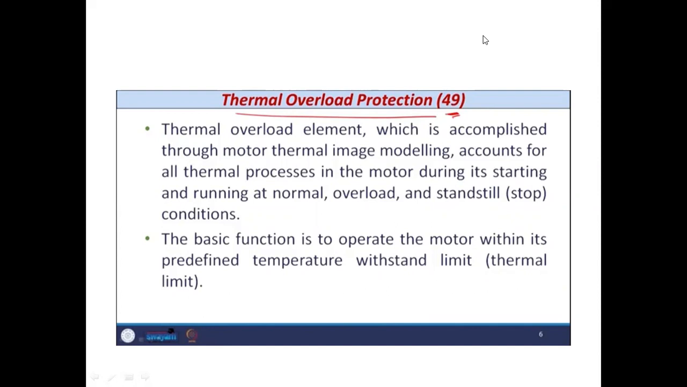The basic function is to operate the motor within its prescribed temperature limit, that is known as the thermal limit of the motor. Now, whenever an acceleration curve is defined or given by the manufacturer, it specifies the induction motor's current and the associated time for the motor to accelerate from the stop condition to the normal condition.